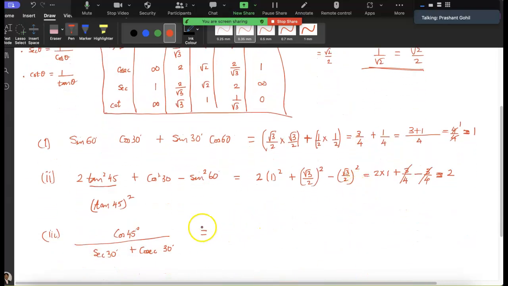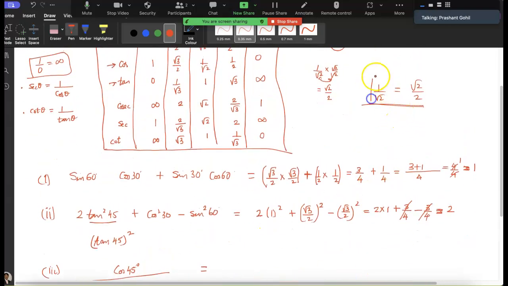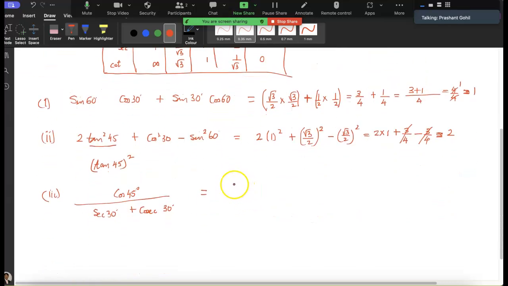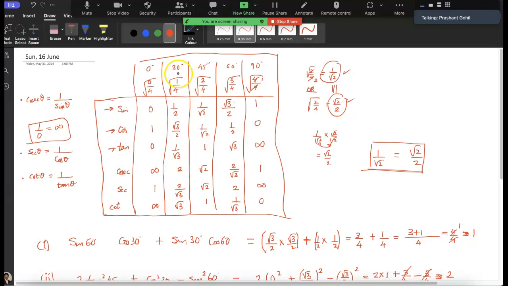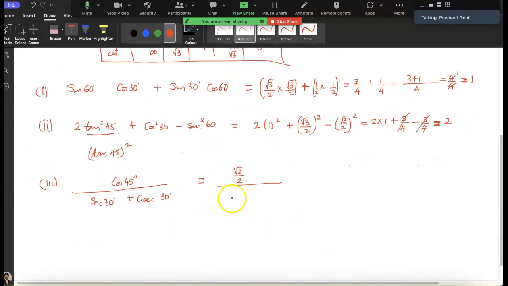So generally when you're doing sums of this sort, we want the denominator to be rationalized. So rather than writing 1 over root 2, we can write this as root 2 upon 2. Are you following that? It doesn't matter. But if you want to write 1 over root 2, then you'll have to rationalize it. What is sec 30? 2 over root 3. But I can rationalize it if I want to.